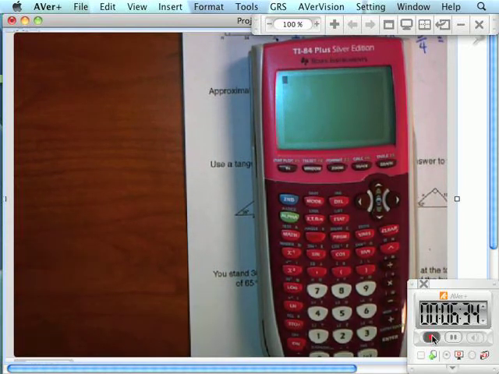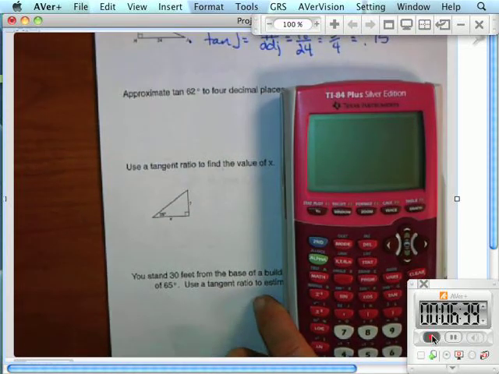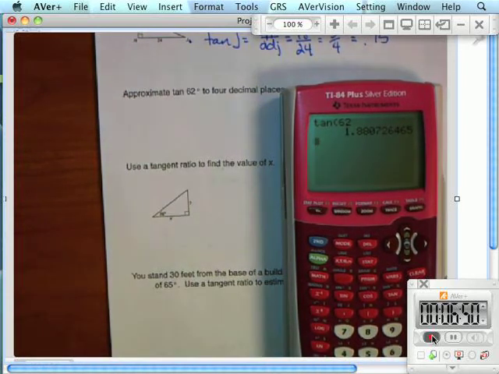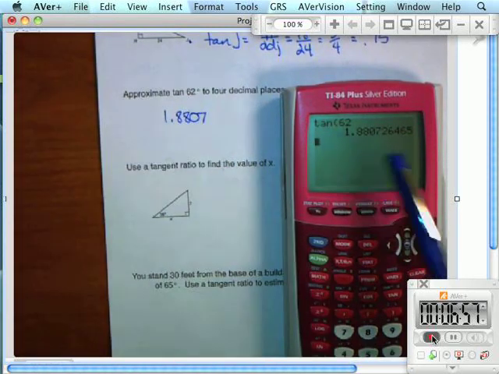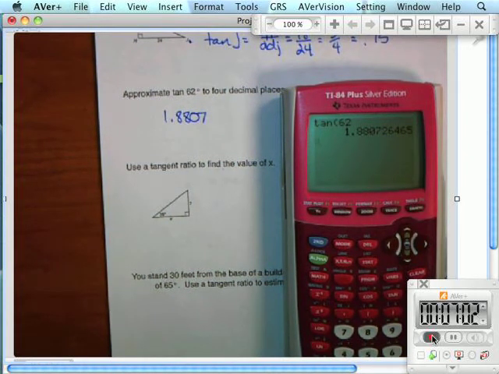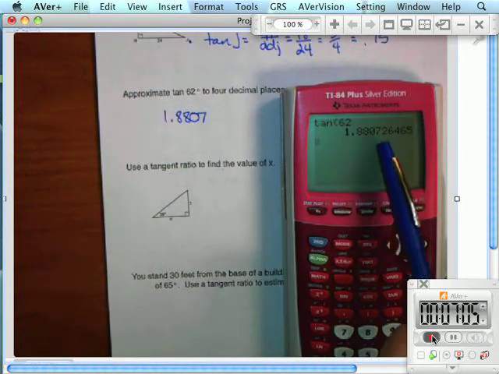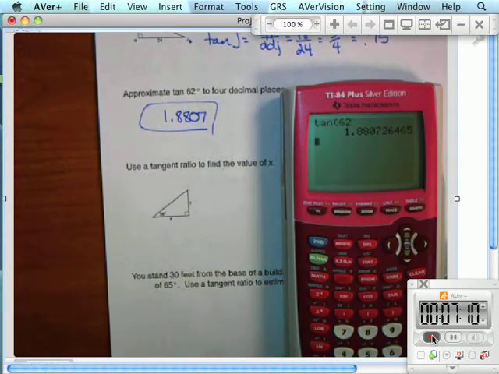All right, now, this direction says here, approximate the tangent of 62 to 4 decimal places. So push the tangent. It's different on different calculators, but on mine I push the tangent button first and then 62. And then I push enter. And there it is. Now I'm going to round it to 4 decimal places. Look, after the fourth one is a 2, so I just drop it off. I don't round up or anything. Okay, so that's the answer. That's all for that one.